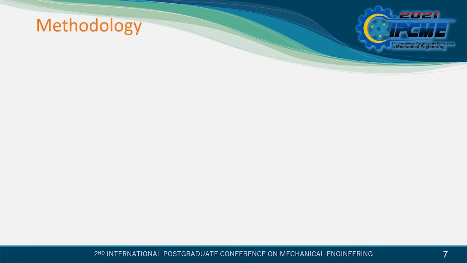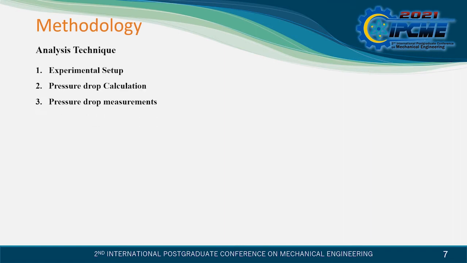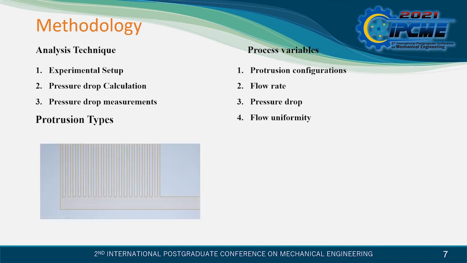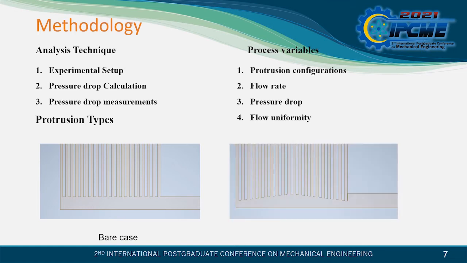As for the methodology, we have the analysis technique, which consists of experimental setup, pressure drop calculation, and pressure drop measurements. For the process variables, we have protrusion configurations, flow rate, pressure drop, and flow uniformity. And for the protrusion types, we have two: the bare case and the protruded case, which takes the form of a curve inside the header.